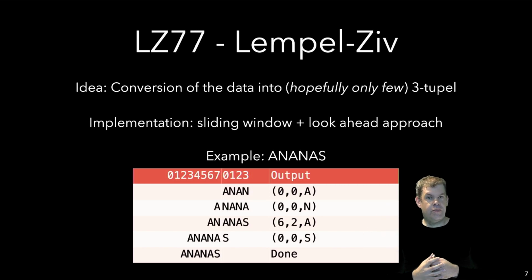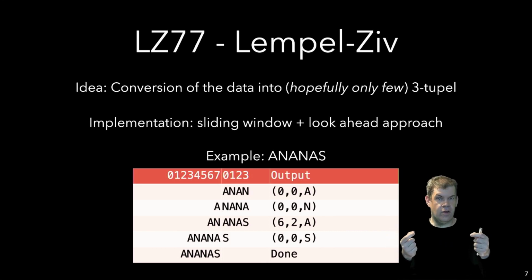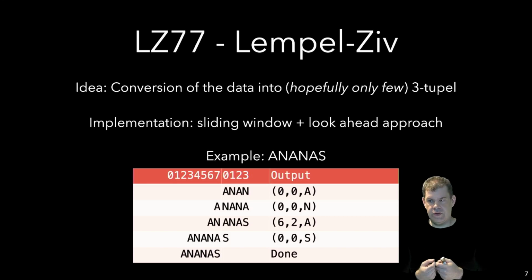But as we proceed with the data, the final S we can't really turn into anything useful, so we again output 0, 0, S. But you can see, if sequences in our sliding window reappear in the look-ahead buffer, we can compress those, or represent them by just two numbers. We'll just add a character where they appear, and we'll just add the length.